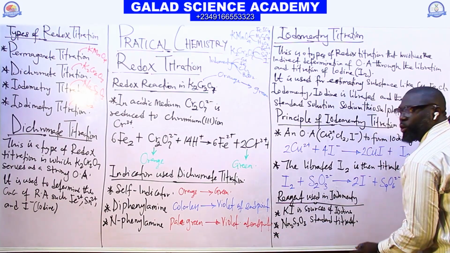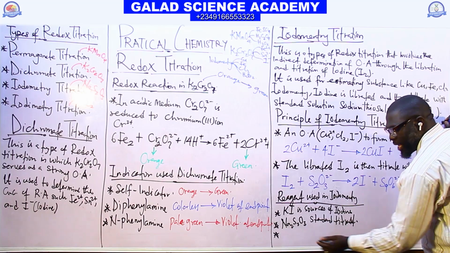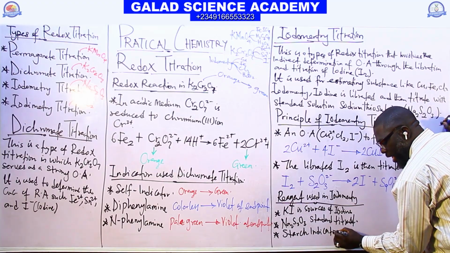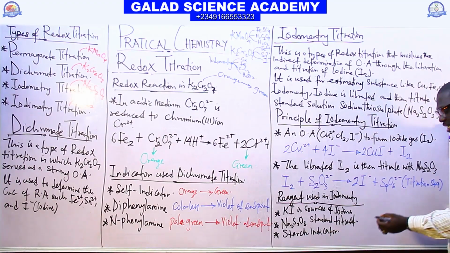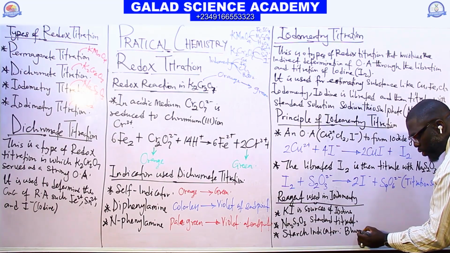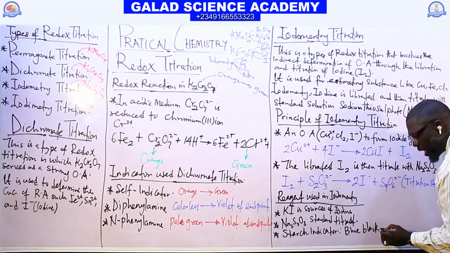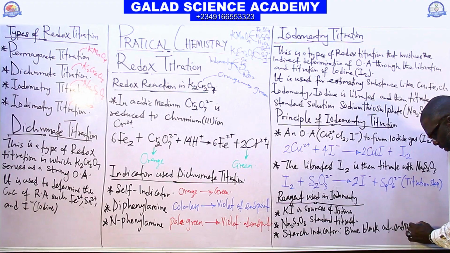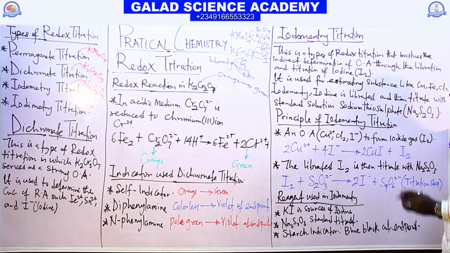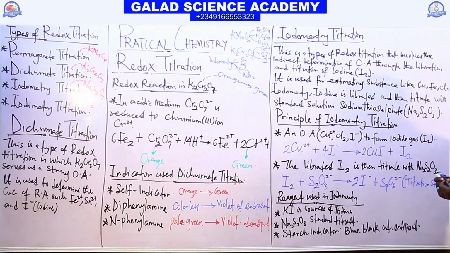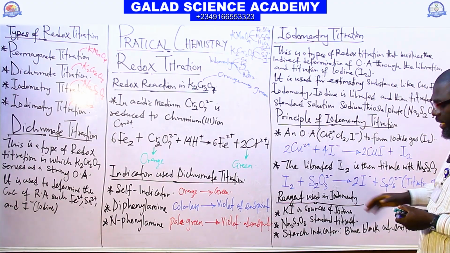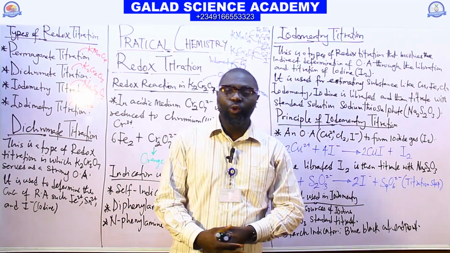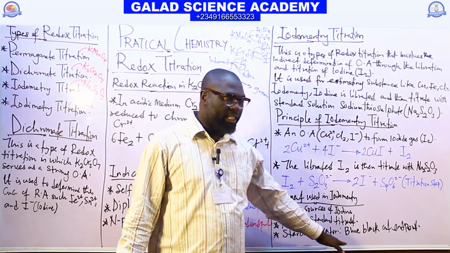And the next one, what kind of indicator do we use here? We use starch indicator. The starch indicator forms a blue black complex at the end point. So these are the 3 basic reagents we use in iodometry. The indicator used in iodometry titration is starch indicator.